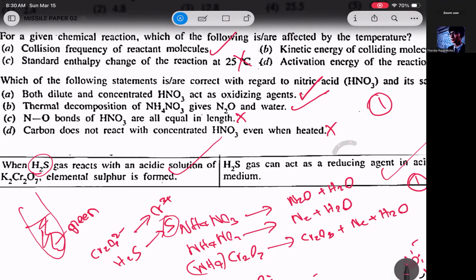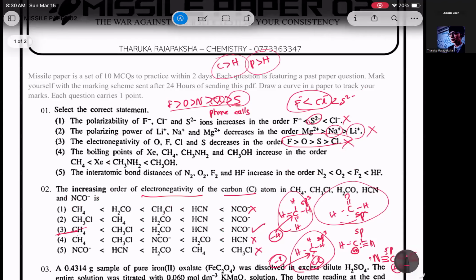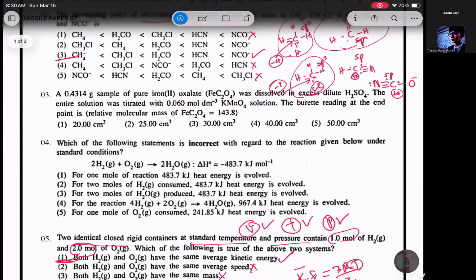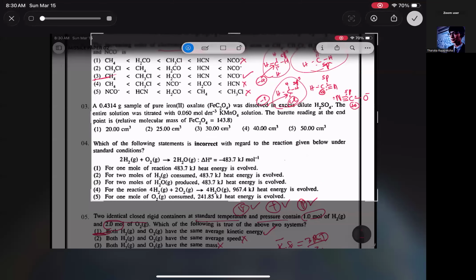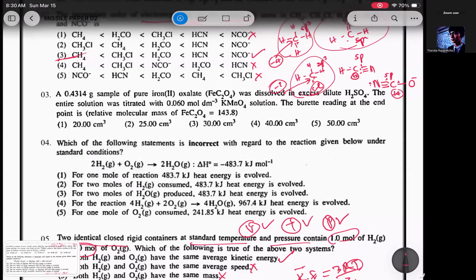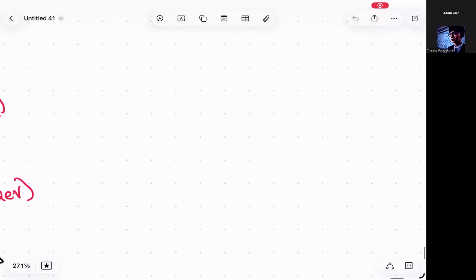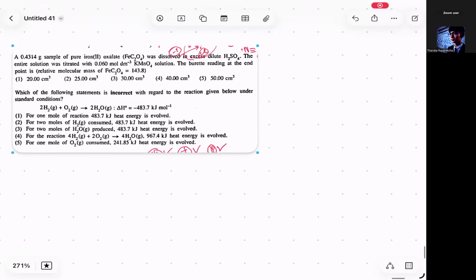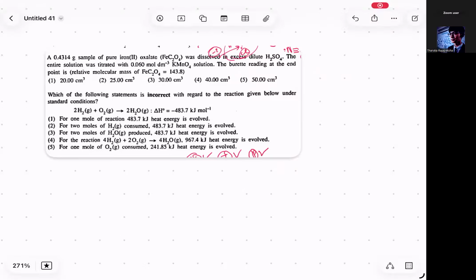I'll go with the calculation questions now. I take a screenshot and go to the whiteboard. Right, so this question.